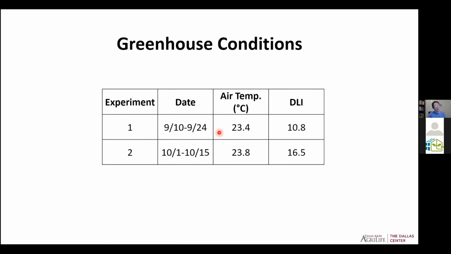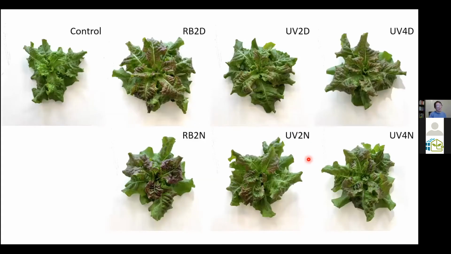When we did the first one, we had some cloudy days, so the natural DLI was only 10.8. In the second experiment, even later in the fall, it was actually 16.5. If you look at the representative photo when we harvested, this is the control without any supplemental lighting. And then this is with supplemental lighting with red and blue for 2 days, red and blue for 2 nights, UVA for 2 days and UVA for 2 nights, then UVA for 4 nights, and UVA for 4 days and 4 nights.